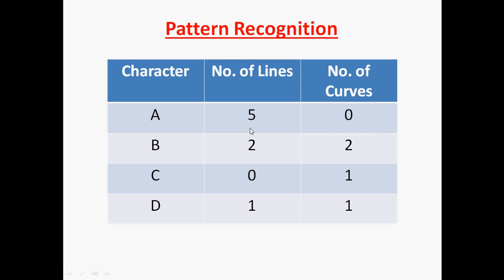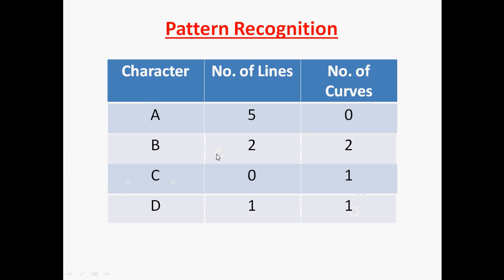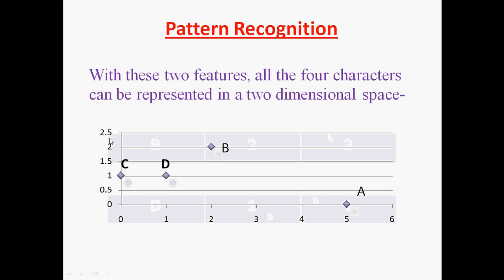Now we can represent this in a two-dimensional space. We are calling this space two-dimensional because we have selected two features. So these two features can be represented in a two-dimensional space. This dimension is representing the number of lines, and this dimension is the number of curves. So here we can say that A has 5 lines and 0 curves. Similarly, B has 2 lines, 2 curves. D has 1 line, 1 curve, and C has 1 curve and no lines. No line is there in C.